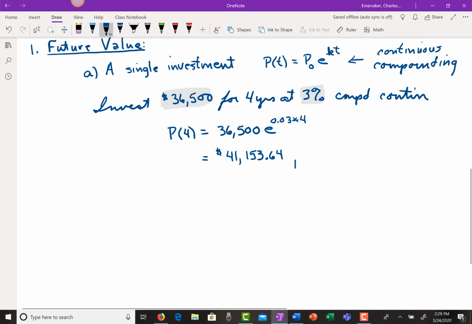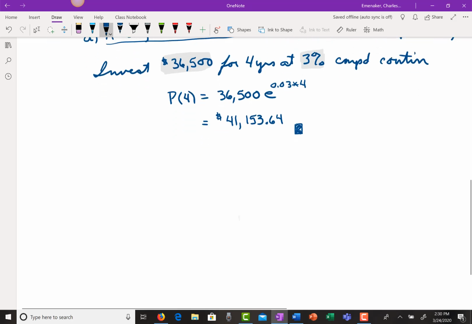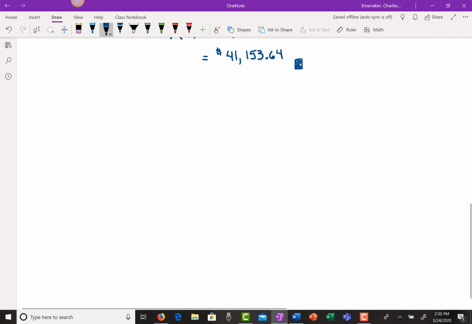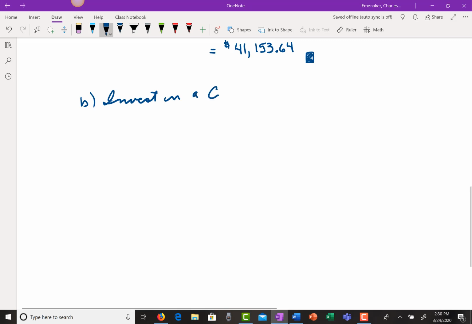Okay, so there's one way to look at investing. It's just a single investment, a one-time thing. You put the money there, you walk away, you come back some period of time later. A second way to invest, and this is more likely going to be the way that you're going to invest and save for retirement and things, is to invest in a continuous income stream.